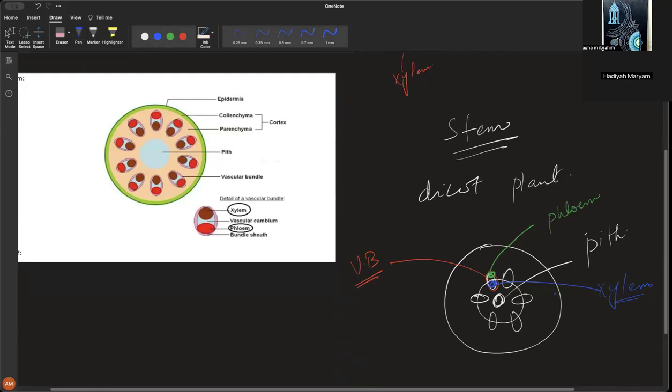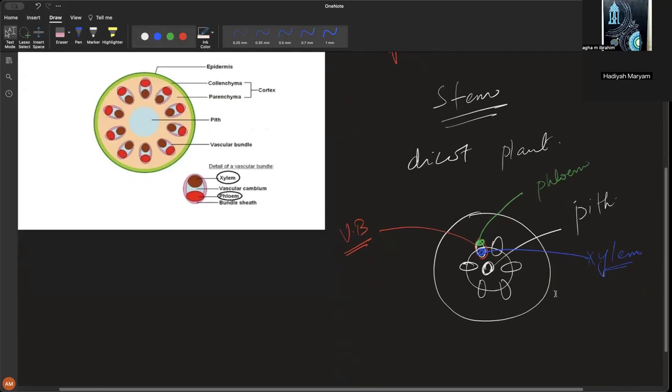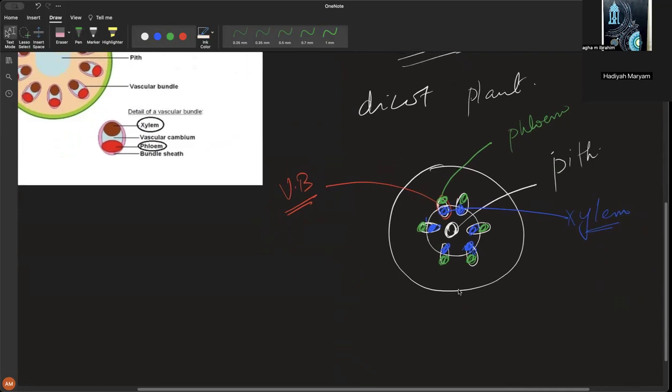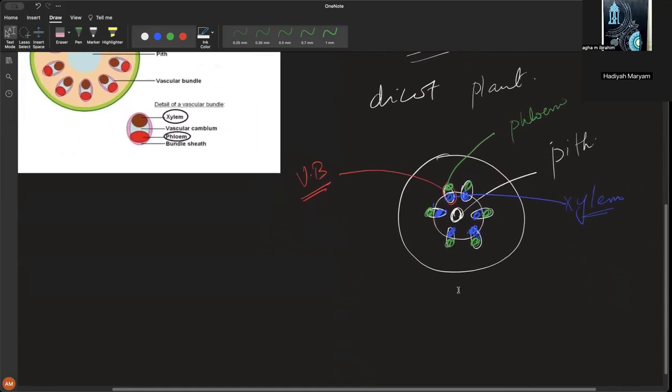Is this clear? The image is clear to you? For each of them, the inner one is the xylem, and the phloems are going to be at the outside. The phloem, phloem, and phloem. Right? All together, this is called a vascular bundle. The arrangement needs to be understood.